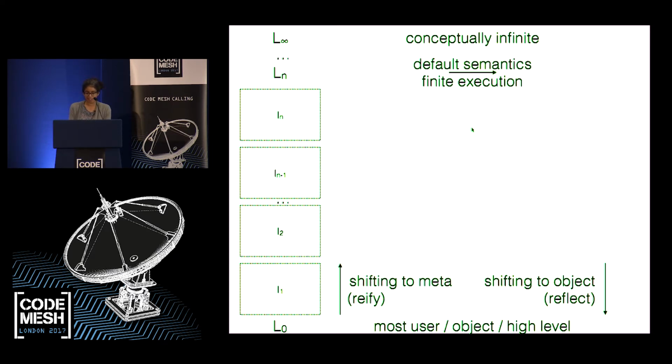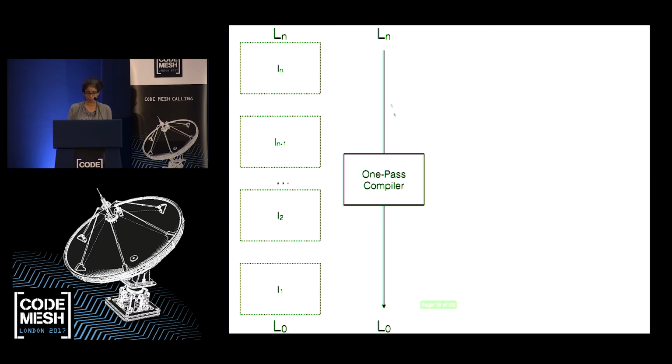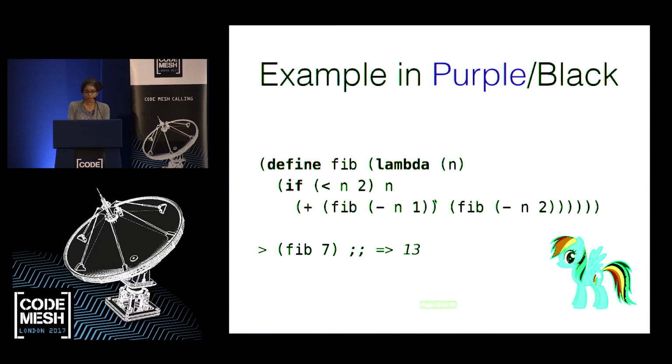All right. Just to take it one step at a time, we go back to our finite towers. Here again, I flipped it back the other way, so L0 is the most low level and Ln is the highest level. And we will do this one-pass compiler. First I will give an example in purple, which is inspired by Black.